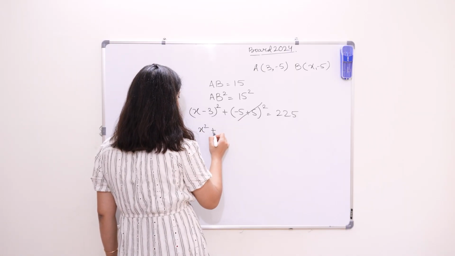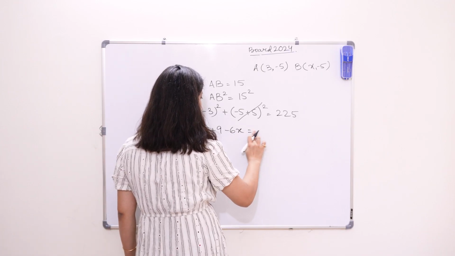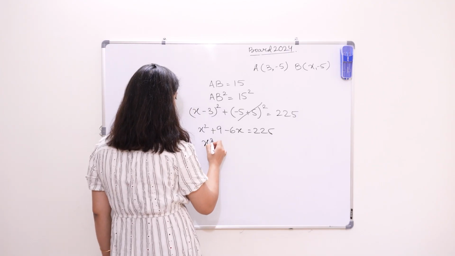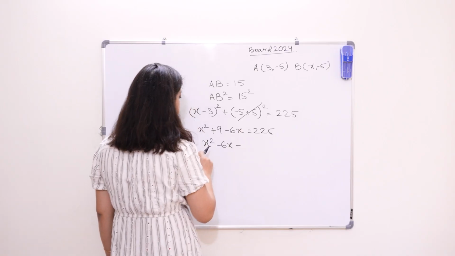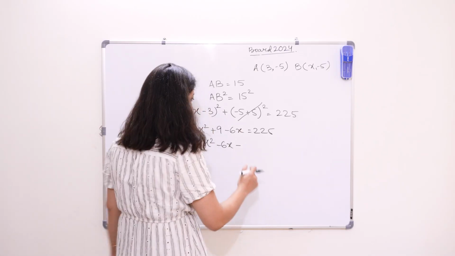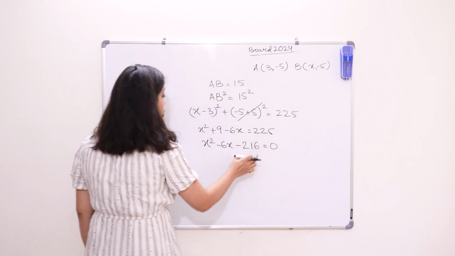x square plus 9 minus 6x is equals to 225. Now this becomes x square minus 6x minus 225 minus 9. So 225 minus 9 becomes 216 is equals to 0.